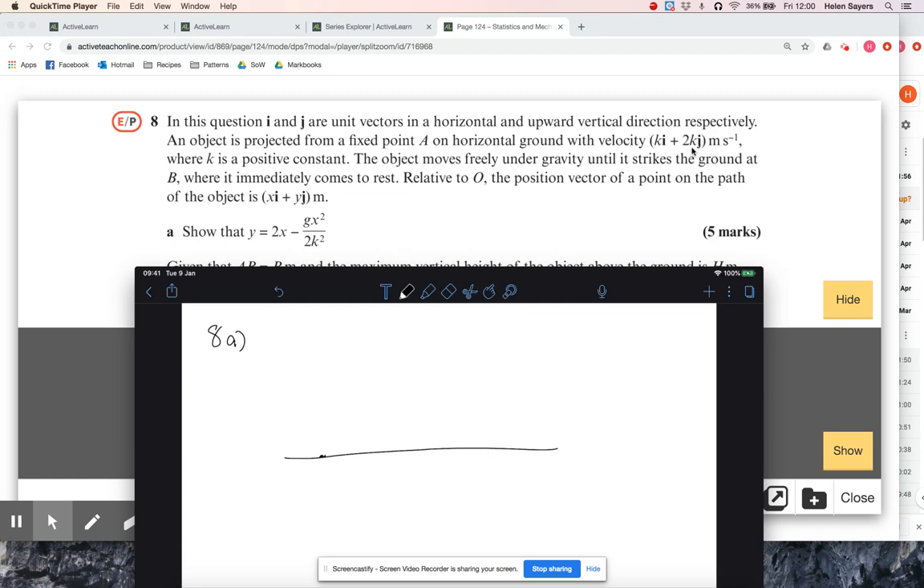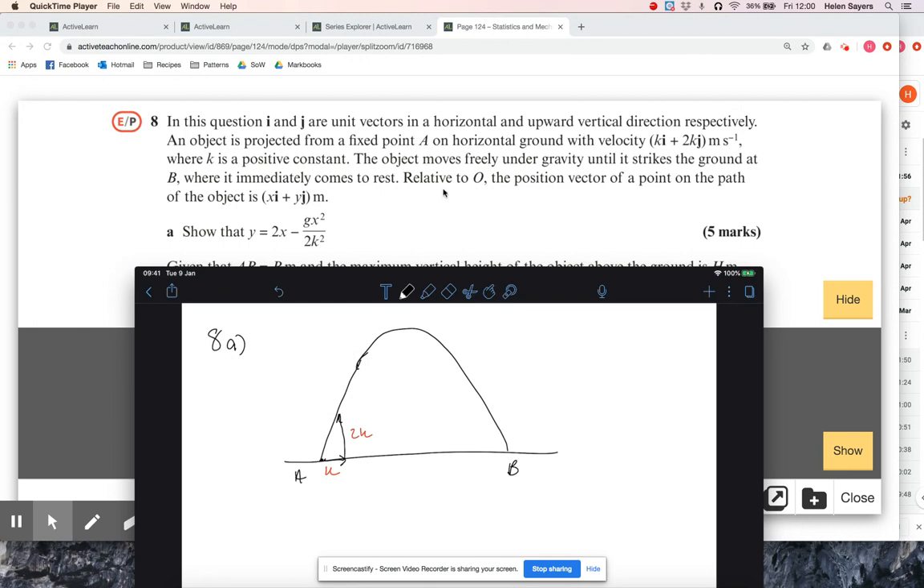So if it's going k to the right and 2k up, I'll label those on. So it's starting at quite a steep angle, and then it's going to slow down in the vertical direction due to gravity, and then eventually come back down and hit the ground. Okay, and so the object moves freely under gravity until it strikes a point on the ground. So it started at A and it's striking the ground at B, where obviously it's going to come to rest because it's smacked into the ground.